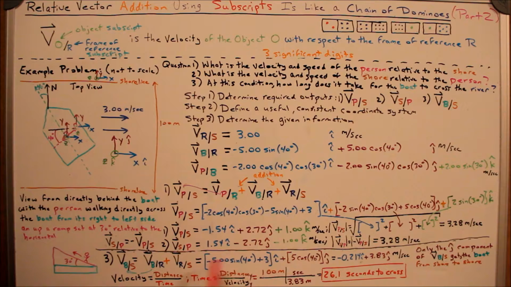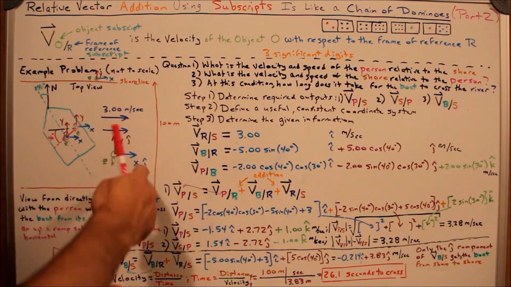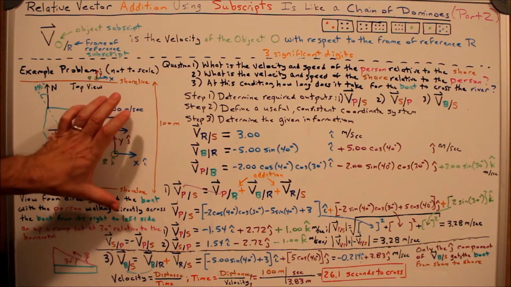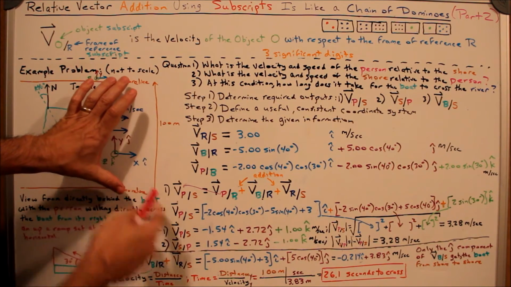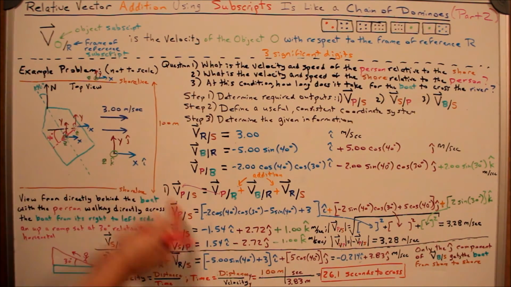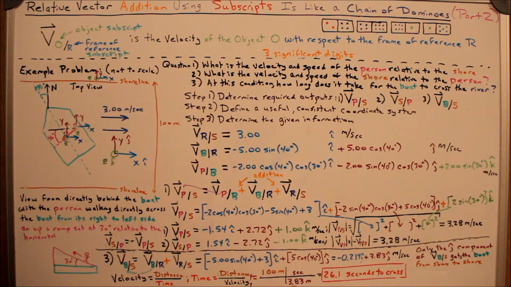Velocity term. We know velocity is distance over time, so distance in the y direction, velocity in the y direction. I can do the algebra here: multiply both sides by time, divide by velocity. So the time to travel from shoreline to shoreline, the distance in the y direction is 100 meters. The velocity of the boat with respect to the shore in the y direction is 3.83 meters per second. I do that math and I end up with 26.1 seconds to cross.